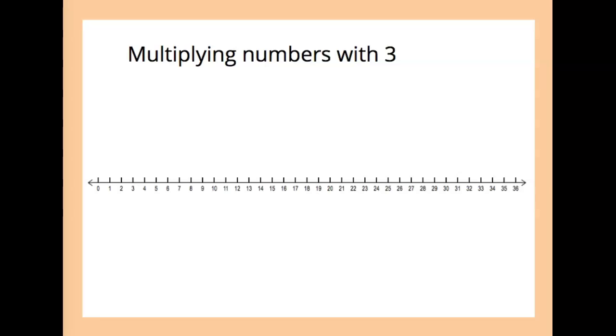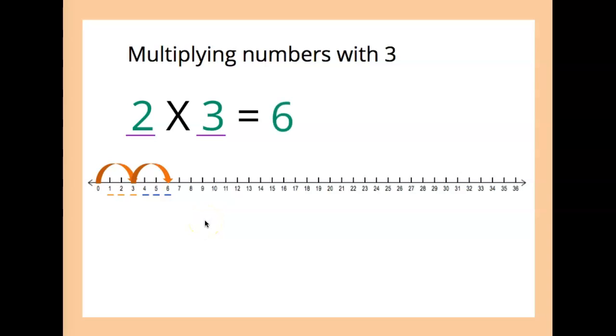Last week we learned about multiplying numbers with 3, which means we are jumping in the patterns of 3. 1, 2, 3, jump. 1, 2, 3, jump. So how many jumps did we complete? We completed 2 jumps of 3, so the first number tells us how many jumps, and the second number tells us the space between each jump. 1, 2, 3, 1 jump, 1, 2, 3, second jump. So the answer is 6.